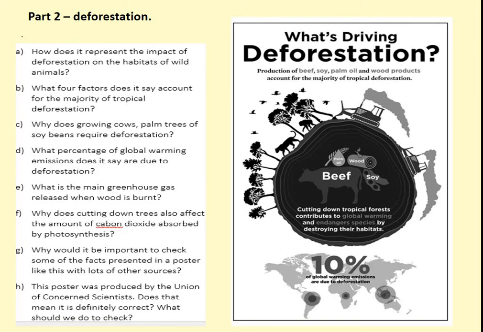Second part of your task is to find out about deforestation. De means something is being undone, and forestation is when you have forest. Deforestation is therefore losing forests on our planet.